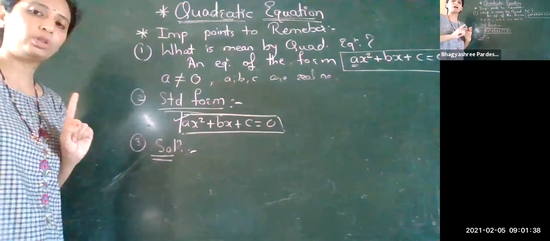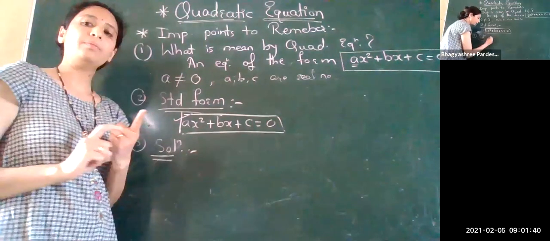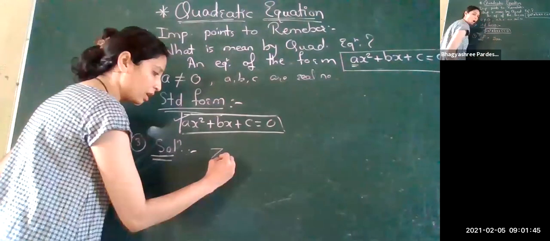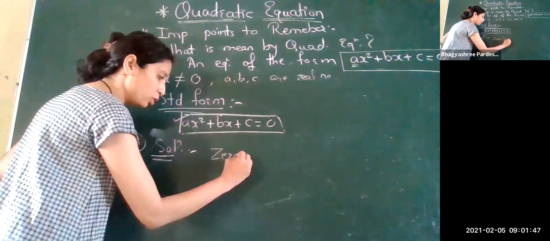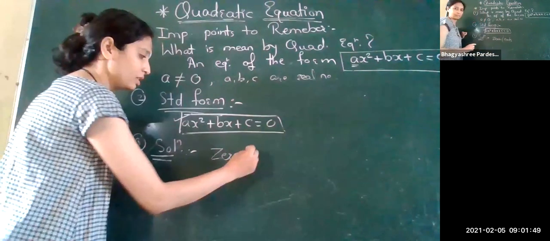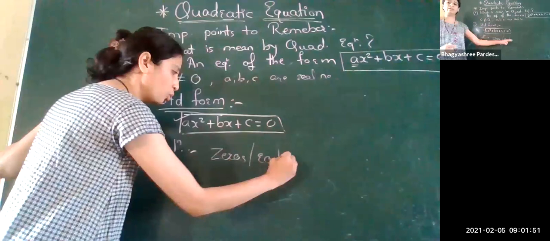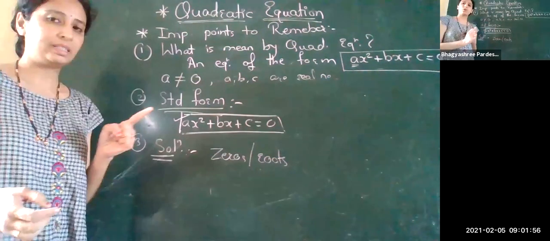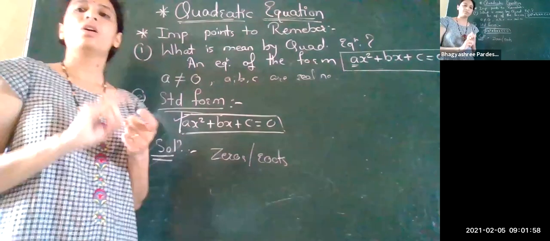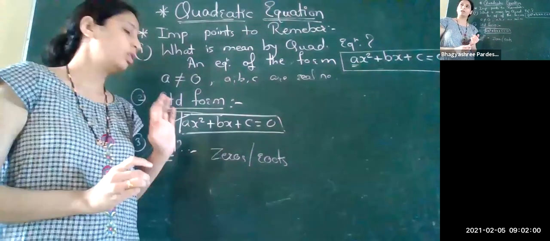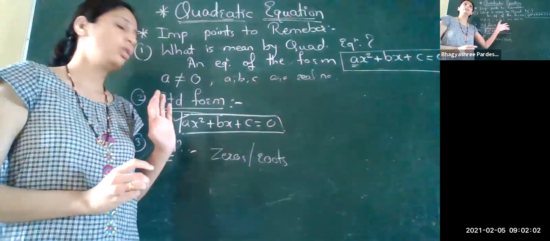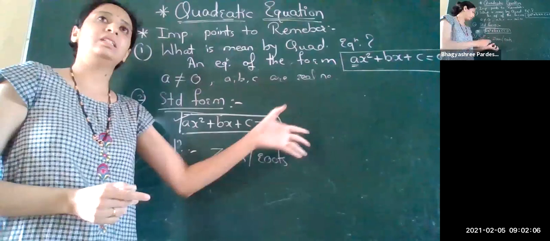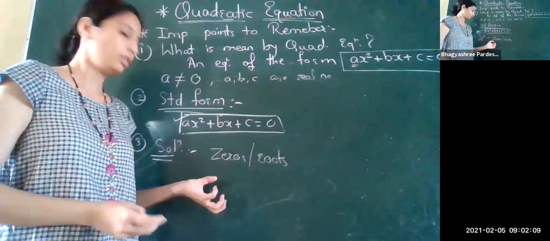Sometimes the solutions are termed with other names also. Sometimes the solutions are called zeros, or sometimes they are called roots. So remember this: the words are different, but the meaning is the same. The question can be asked: find the solution of the given quadratic equation, or what are the roots of the given quadratic equation, or write the zeros of the quadratic equation. These are a few types of questions which can be asked on the same word.